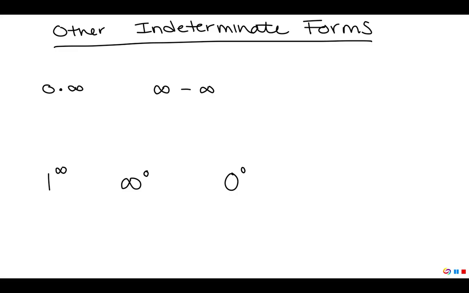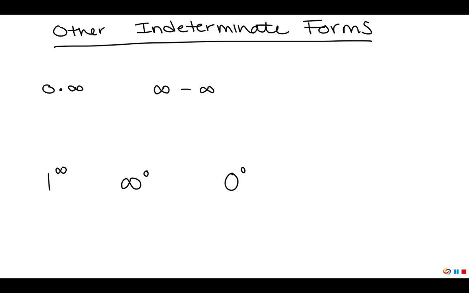Now, so far we've just focused on the indeterminate forms of 0 over 0 and infinity over infinity. And that's important because those are the two cases where you can use L'Hopital's rule. However, there's other indeterminate forms, and we're going to see how we can manipulate these problems so that we can use L'Hopital's rule. So I have listed on the screen 5 other indeterminate forms.